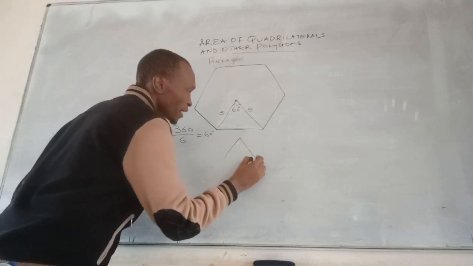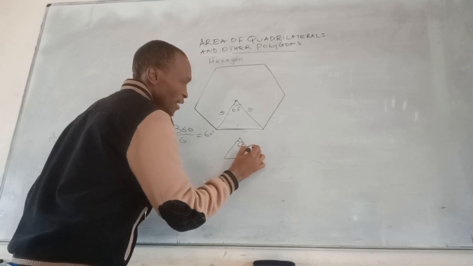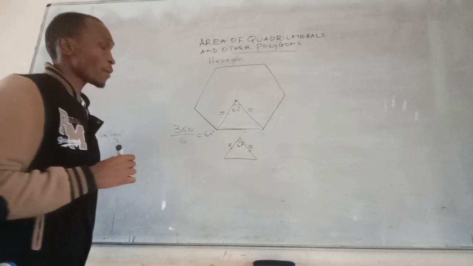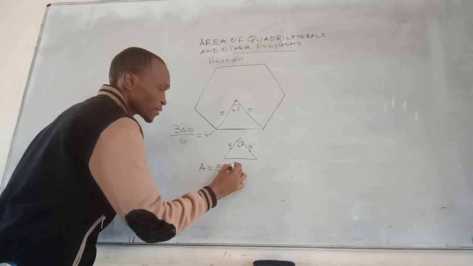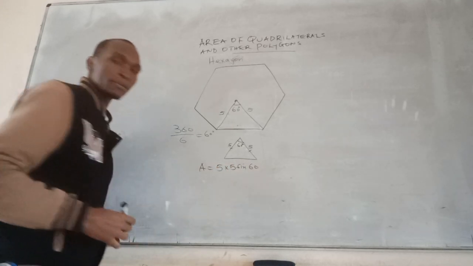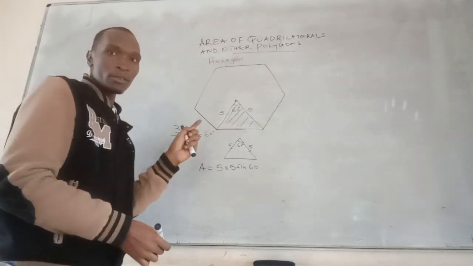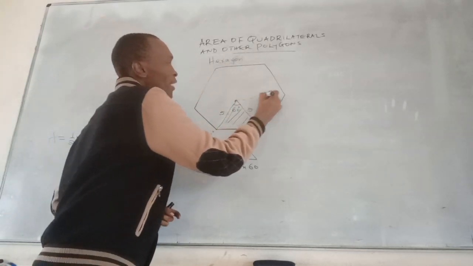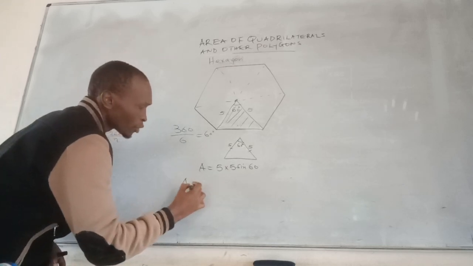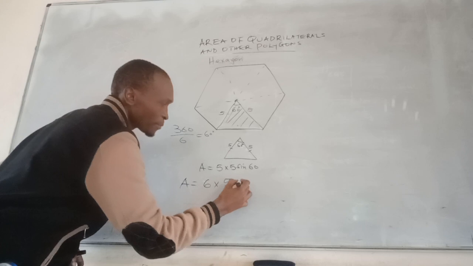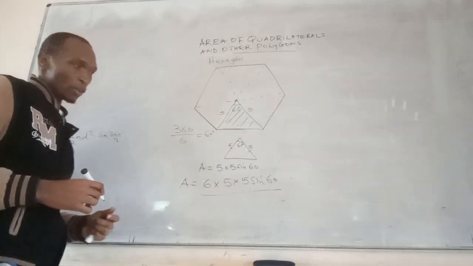Now, how do we get the area? So we have extracted the triangle with 60 degrees. Then the sides here we have 5 and 5 because these two sides are equal. So getting the area of this small triangle, we can say area equals half times 5 times 5 times the sine of 60. Now this has given us the area of one triangle. Because we have 6 of the same triangles on this figure, we are going to multiply by 6. So the total area will be equal to 6 times half times 5 times 5 times the sine of 60. So you calculate, you get the total area of this polygon.